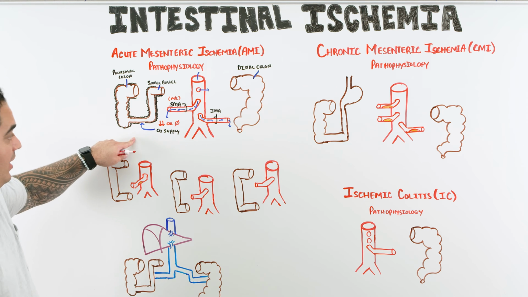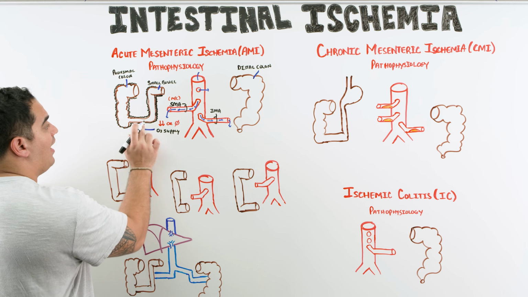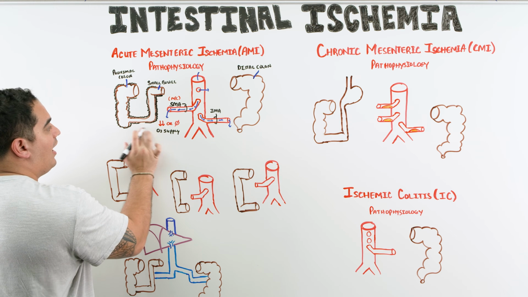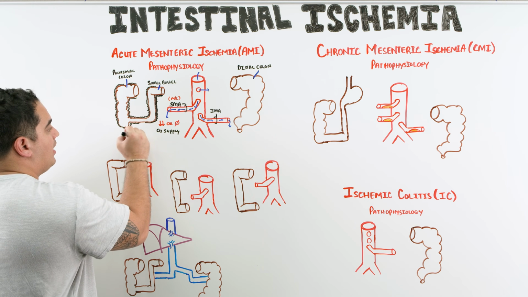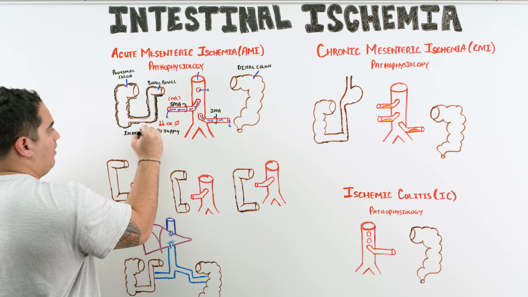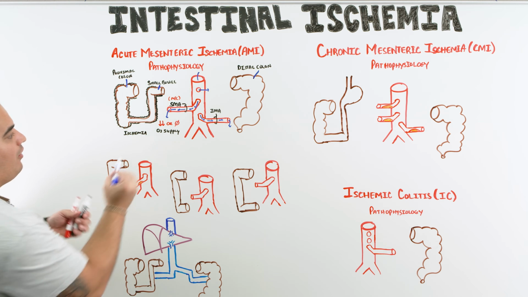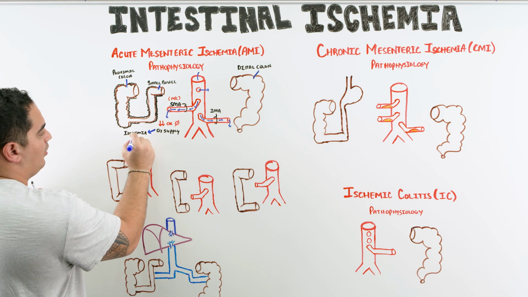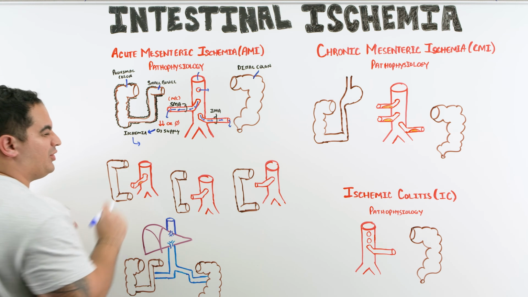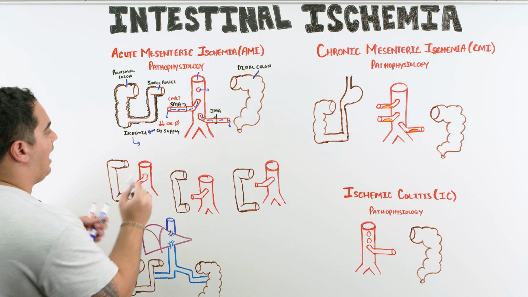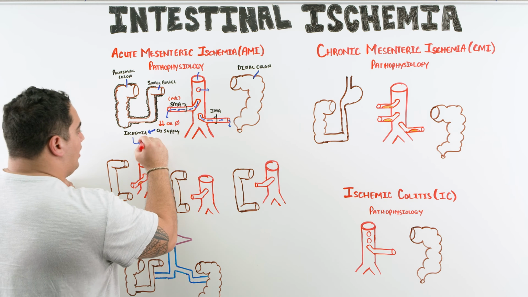So usually what will happen is they'll have profound ischemia of the bowel, and this profound ischemia will lead to what is very high yield here: abdominal pain. I'm going to do it in red here.